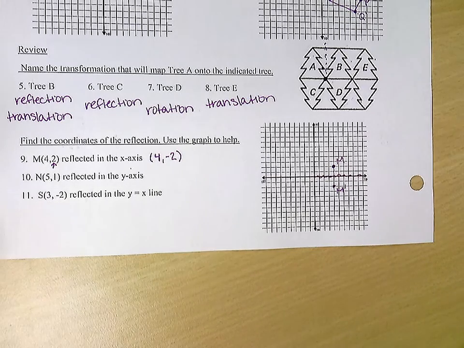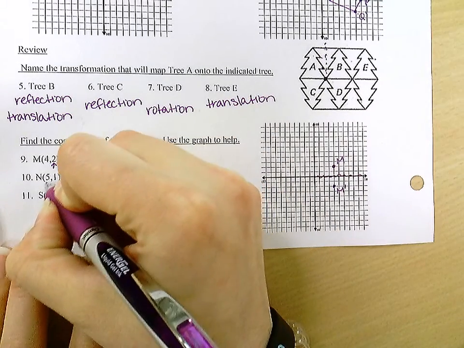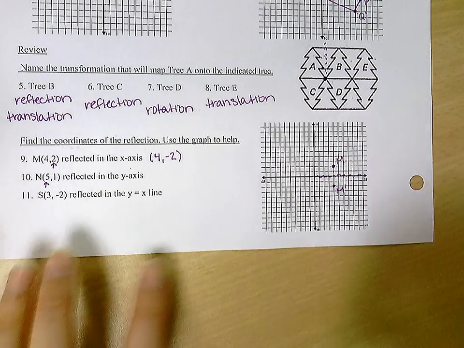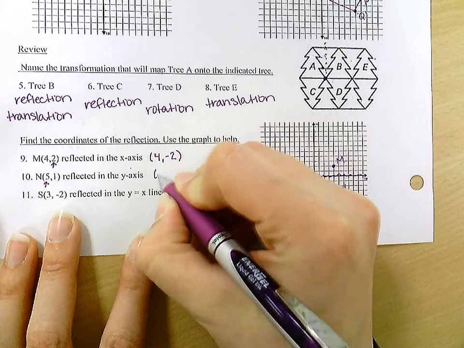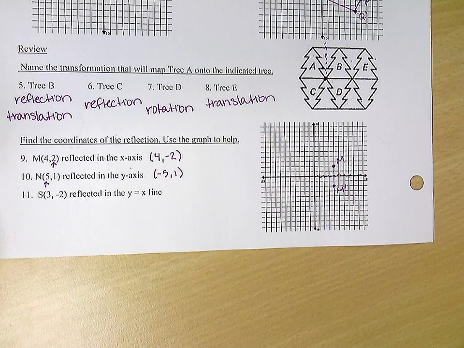For number 10, again, you can plot the point and reflect it in the y-axis. However, with this one, all you would have to do is change your x value to the opposite this time. Okay, so N prime would be at -5, 1. And again, if you were to plot that, count to the y-axis, count the same distance away, plot your other point, and find that coordinate, you'd get -5, 1.